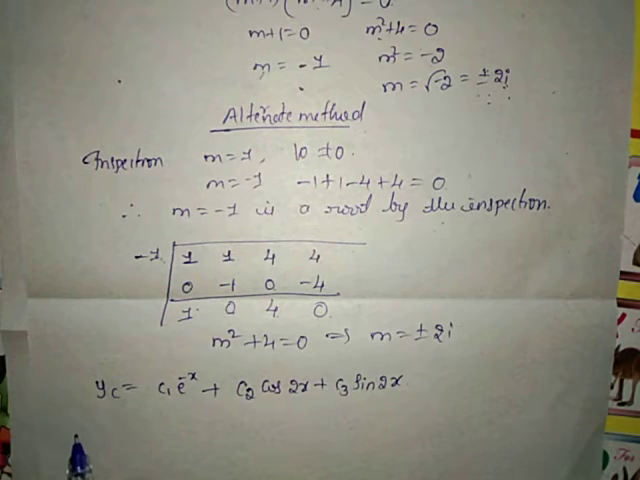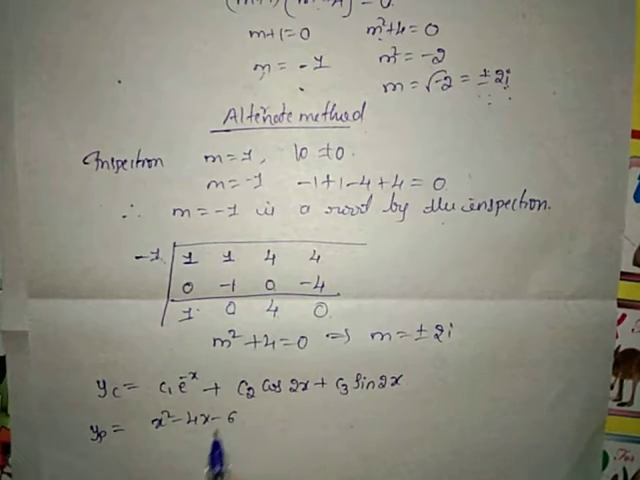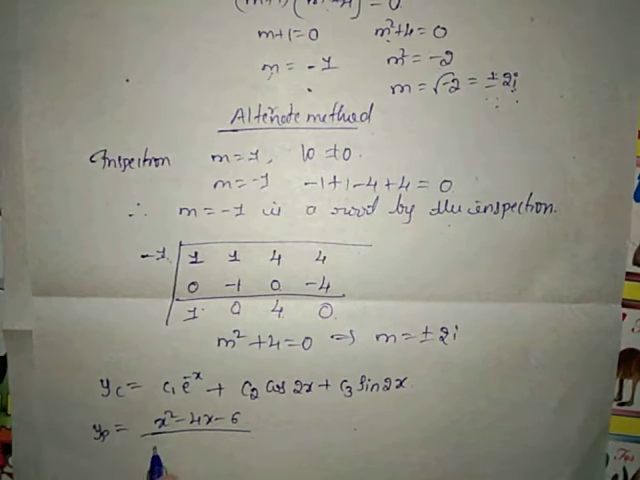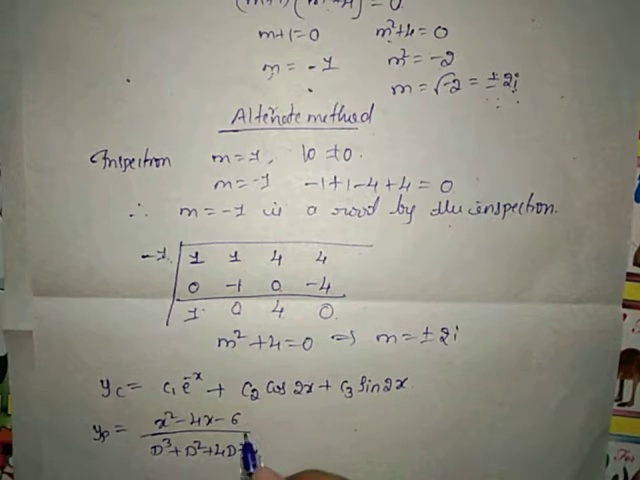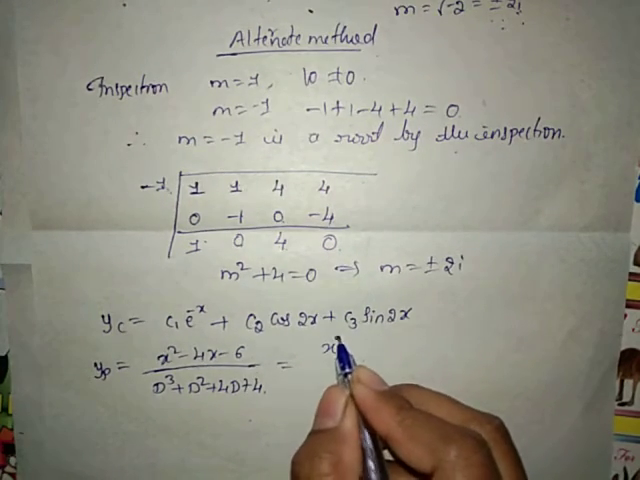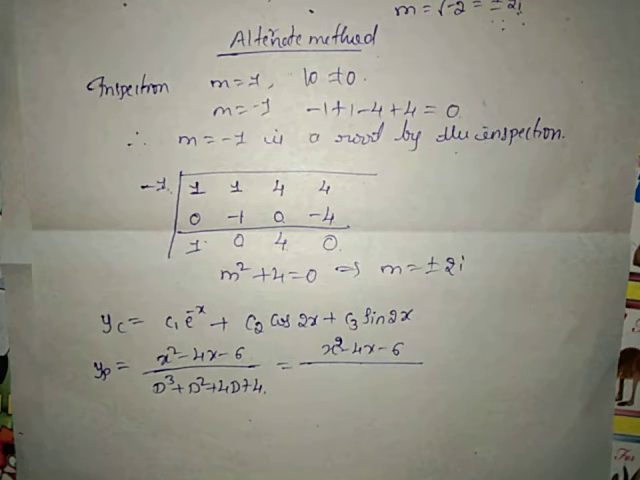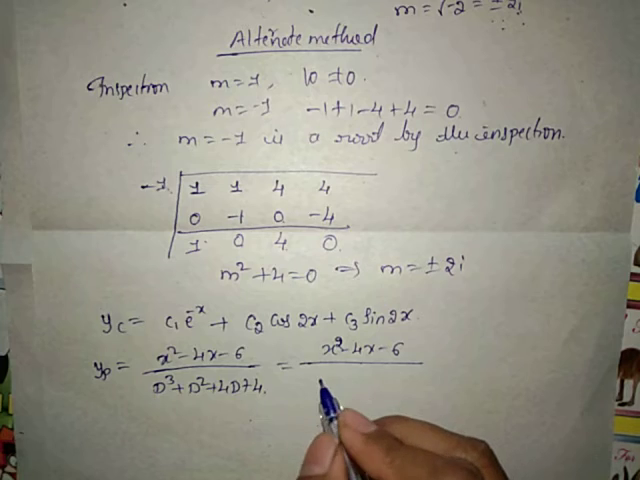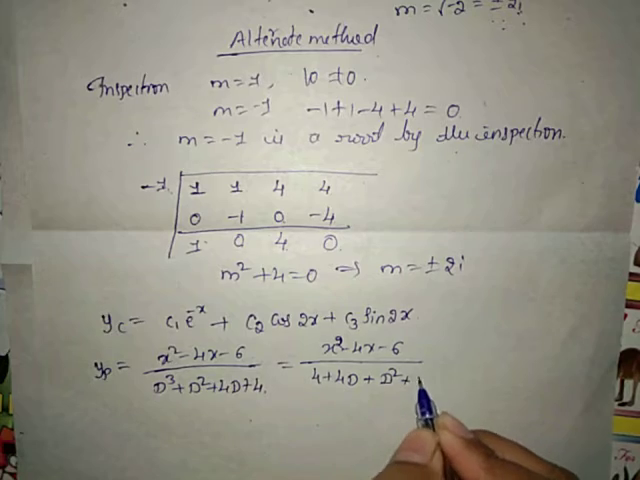So now we have to find out the particular integral here. So particular integral is equal to function of x, x square minus 4x minus 6, divided by function of d, d cube plus d square plus 4d plus 4. First write down the equation in the form of the procedure. Function of x will be written in decreasing powers, that is x square minus 4x minus 6 as usual. Function of d should be written in the form of increasing powers of d: 4 plus 4d plus d square plus d cube.